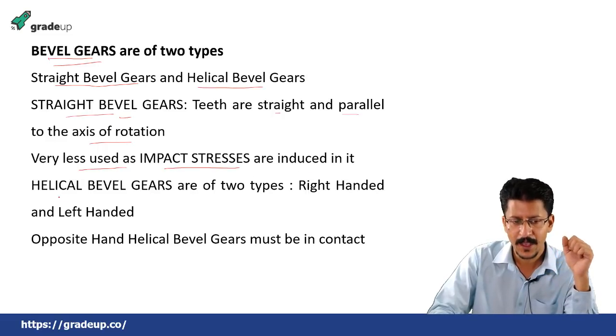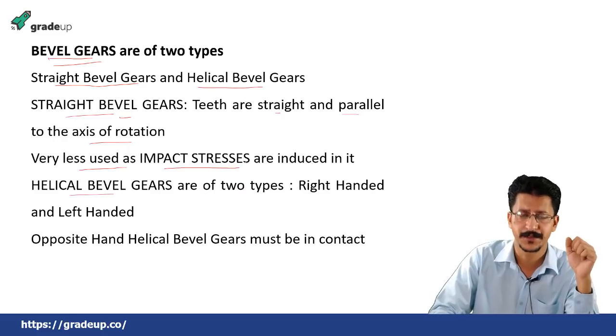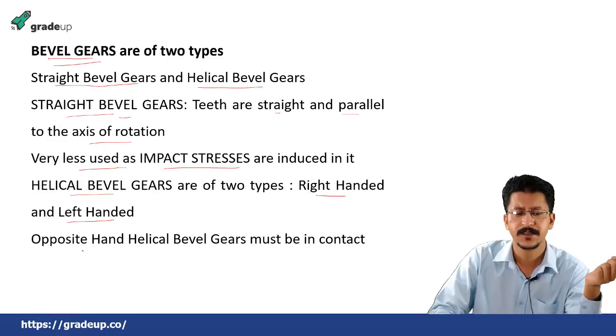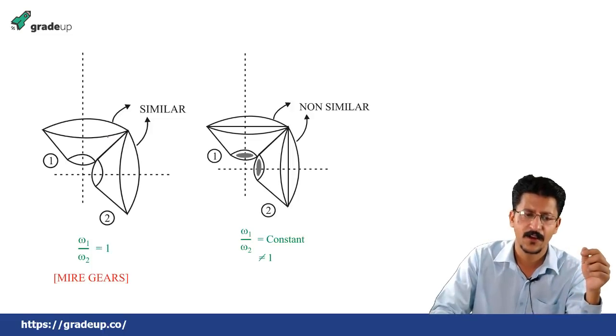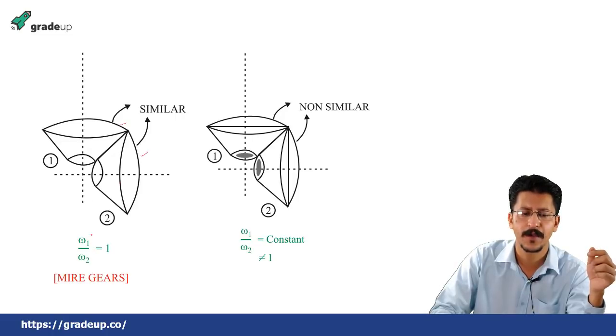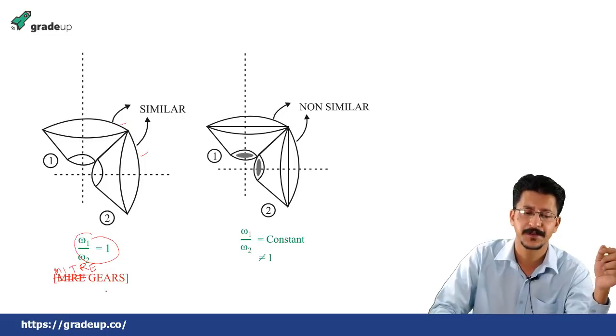And helical bevel gears are of two types, again right-handed and left-handed, and opposite-handed helical bevel gears must be in contact. And if they are of similar kind, then omega 2 by omega 1 is equal to 1. These kind of gears are known as mitre gears.